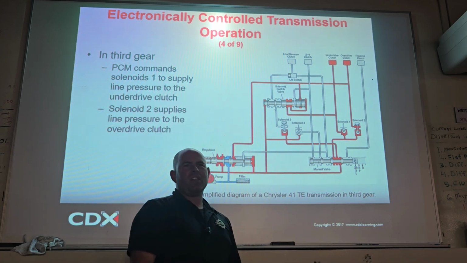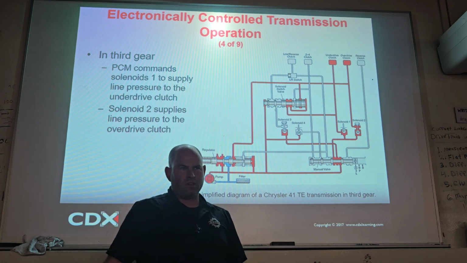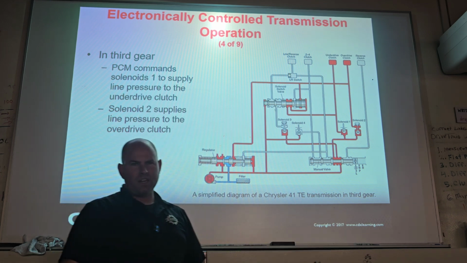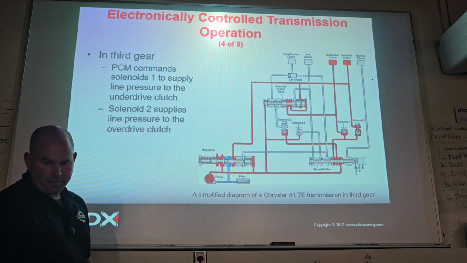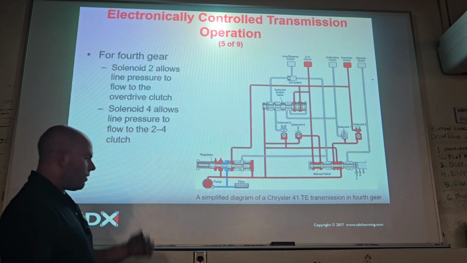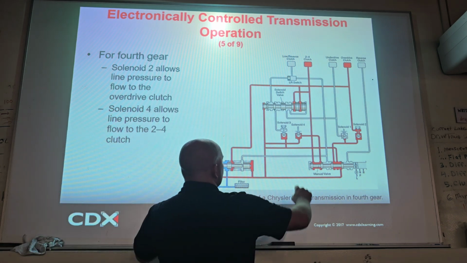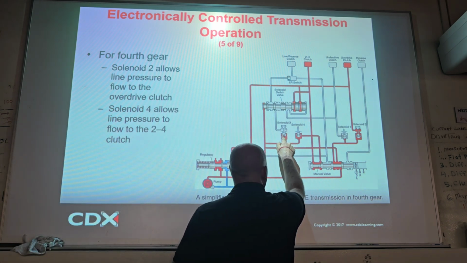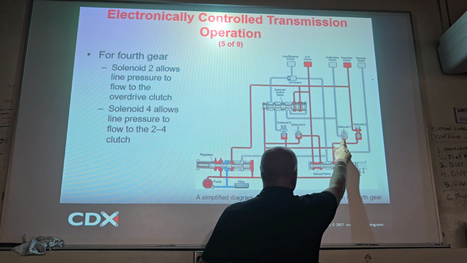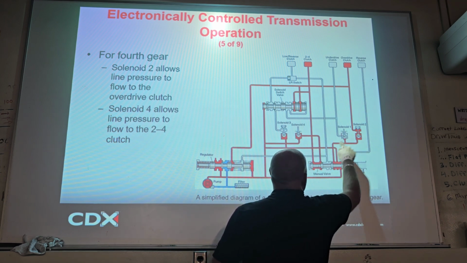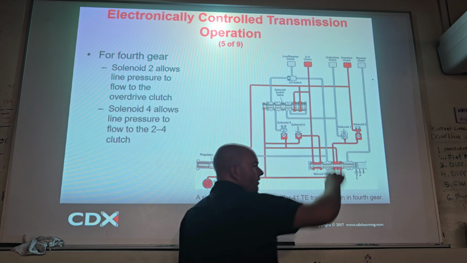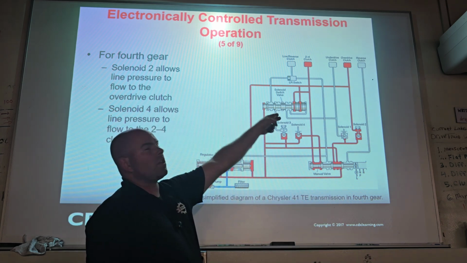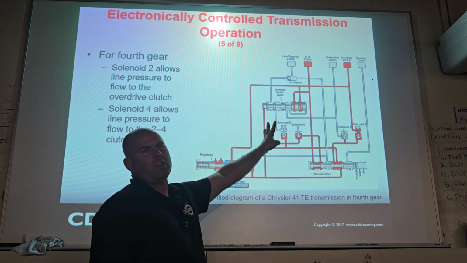You don't even lock them together actually. Just underdrive one and overdrive the other, and then you get your 1-to-1. Kind of weird, huh? And then fourth, when we want fourth to occur, we're going to turn on S3's off, S4's on, S1's off, S2's on, and then look, S2 sends the fluid to the overdrive clutch. The 2-4 clutch and the overdrive clutch combined give us fourth gear.